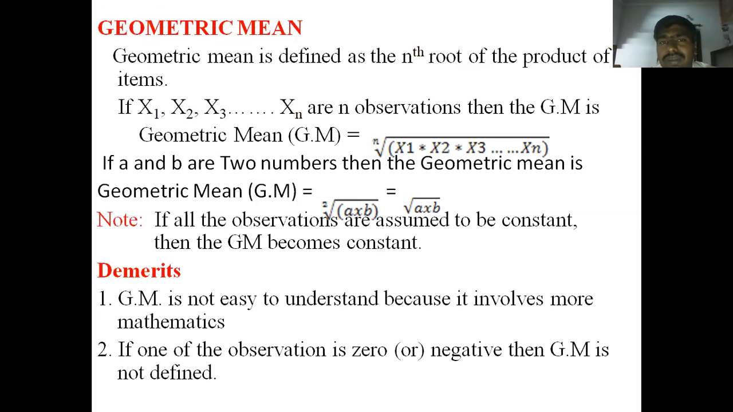But when do we use this geometric mean? Geometric mean is used for fractional values, for small numbers, if you want to find the middle value. There are some drawbacks. Geometric mean is not easy to understand because it involves more mathematics. And second, if one of the observations is 0 or negative, then geometric mean is not defined. Why? If one of the numbers is 0, 0 into any number becomes 0, so you can't decide. It's not defined. Even if a number is negative, the square root of a negative is a complex number. Therefore, we can't define it when the number is 0 or negative.